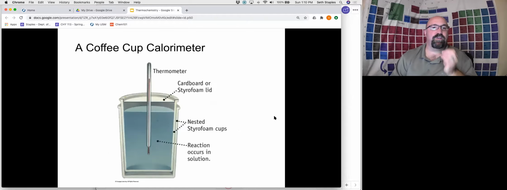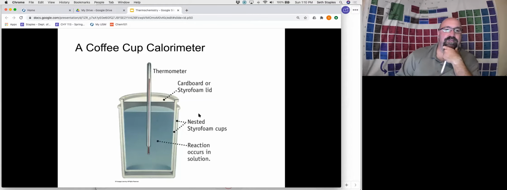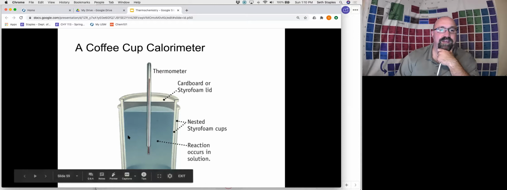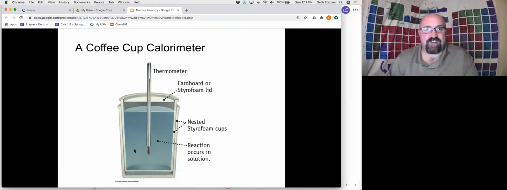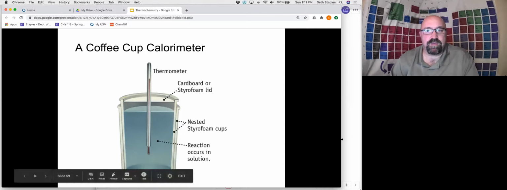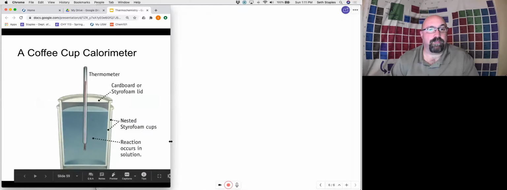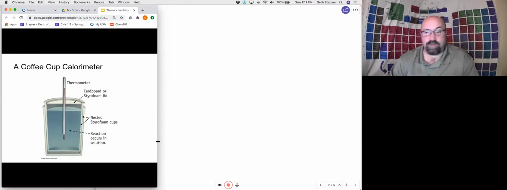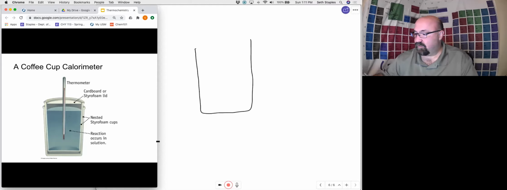So in other words, let's take a look at that. Here we have just a couple of styrofoam cups nested together, a bunch of water inside. And any reaction that occurs in the water here, if that reaction is exothermic, if that reaction releases energy, that energy is going to be absorbed by the water. And so let's think about that. We've already sort of looked at this, but we're going to start to quantify some of this a little bit.